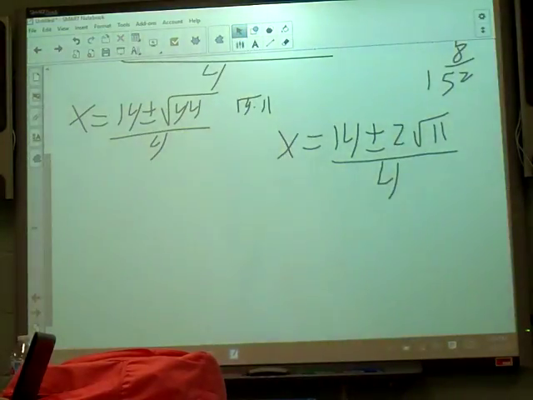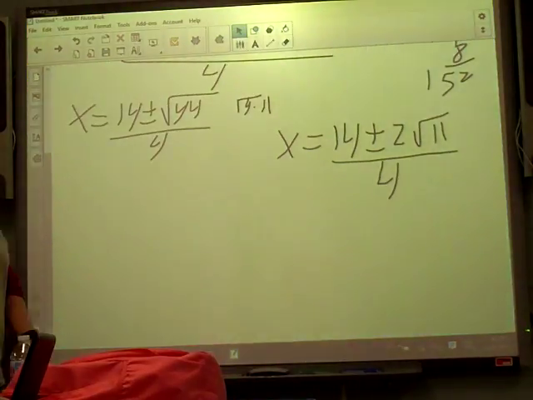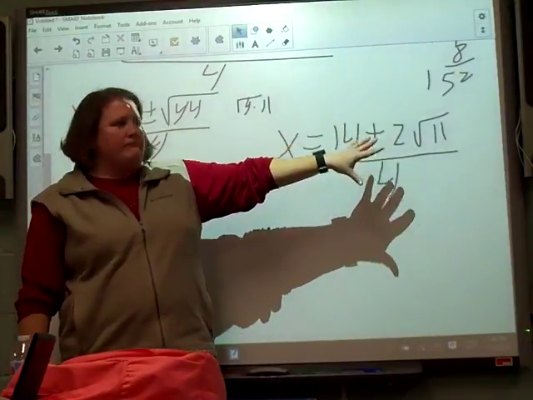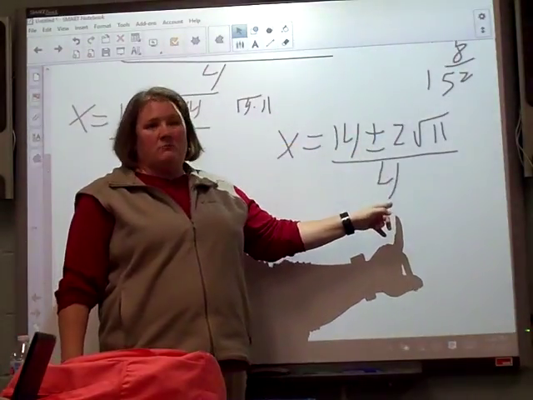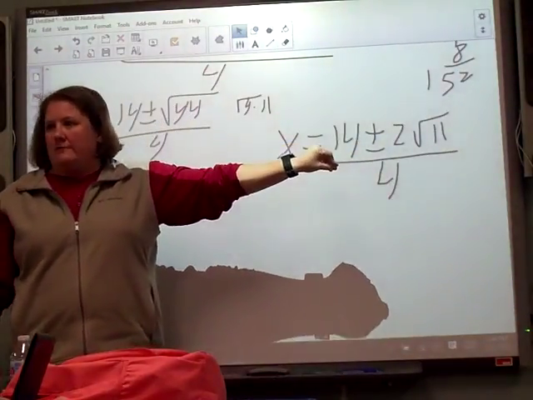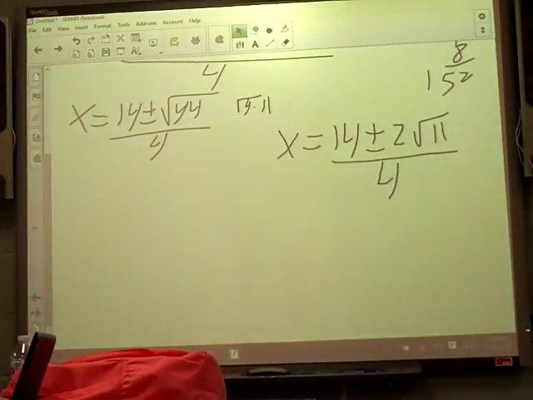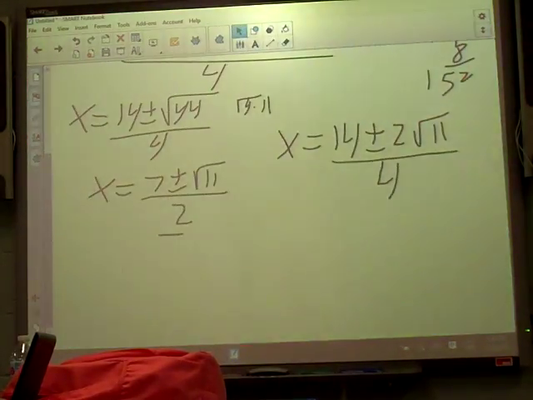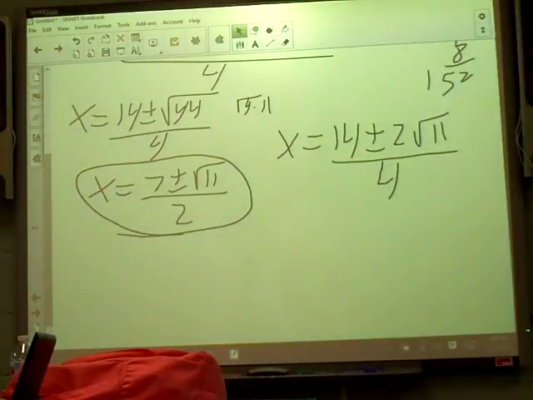Is that it? Am I done here? No. I mean, 14, 2, and 4. Those are all evens. I can reduce all of those, right? So divide them all by 2. I have x is 7 plus or minus 1 square root of 11 all over 2. Then you circle it.